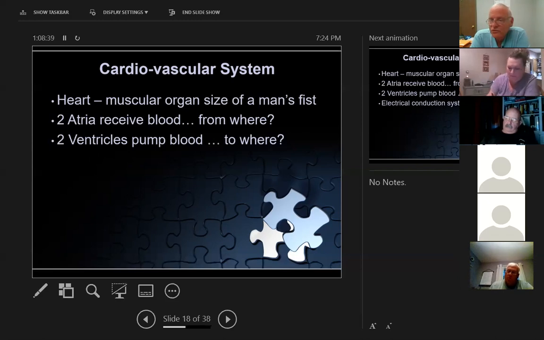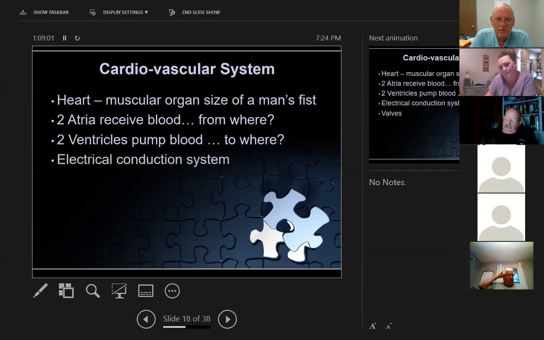The left ventricle, which just got blood from the lungs, blood that's been oxygenated and had most of its CO2 dumped off, sends that blood back out to the rest of the body. Okay? So the right side receives blood from the body, sends it to the lungs. The left side receives blood from the lungs and sends it back out to the body.